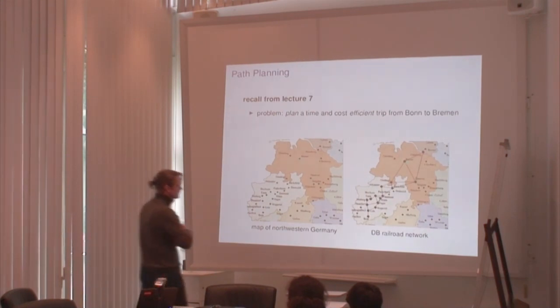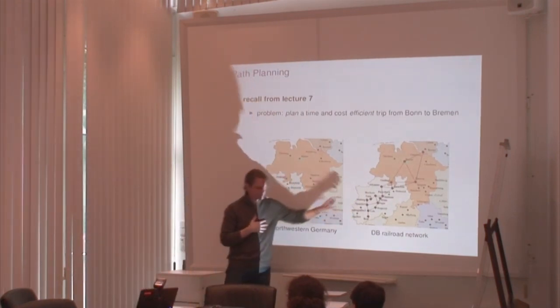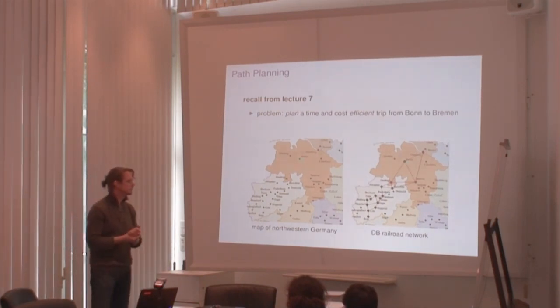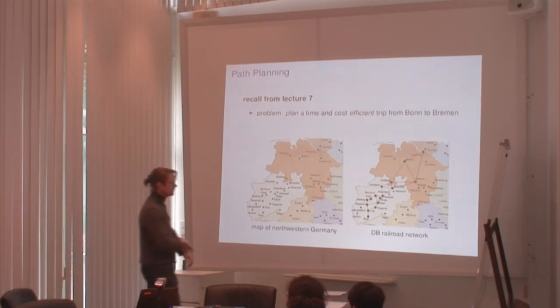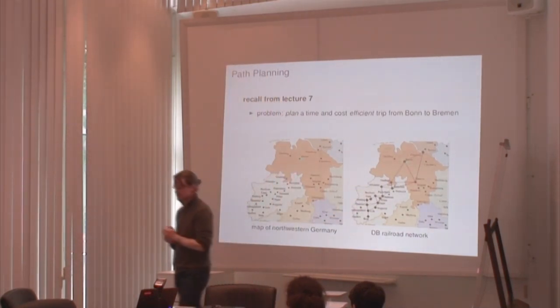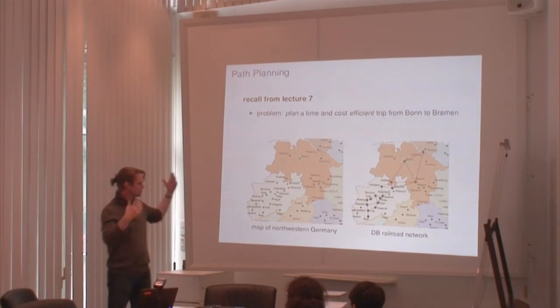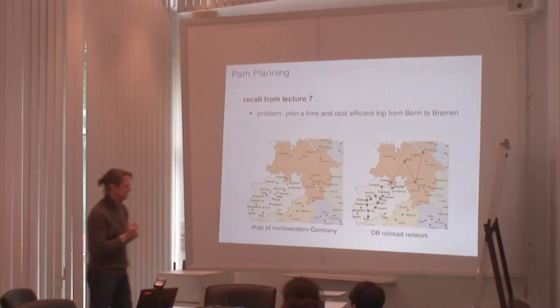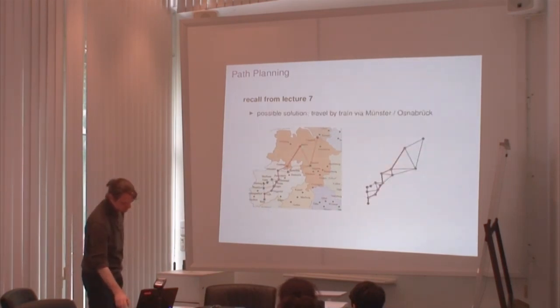So there was a state space which basically corresponds to a part of the railroad network of Deutsche Bahn, northwestern Germany. There are lots of hubs in the railroad network. The question was, from Bonn to which hub do I have to travel next, and from there where do I have to travel next, and so on and so forth, until I would eventually reach Bremen. This is a path planning problem.